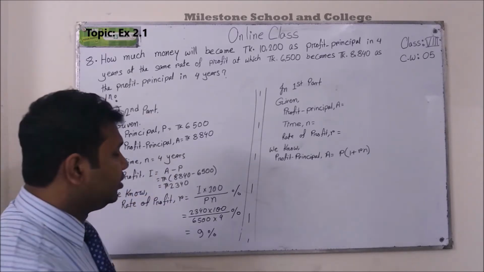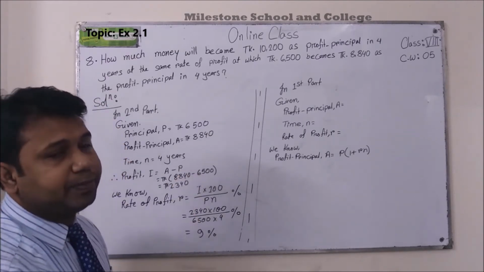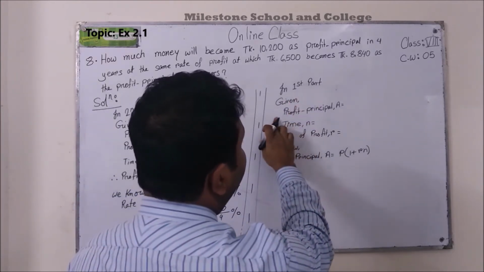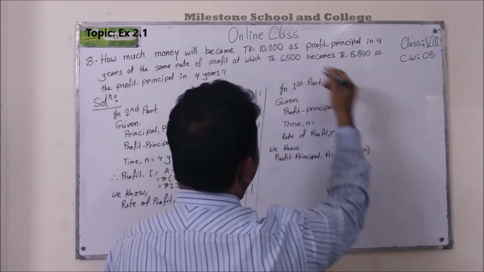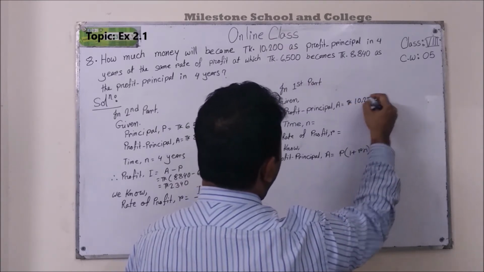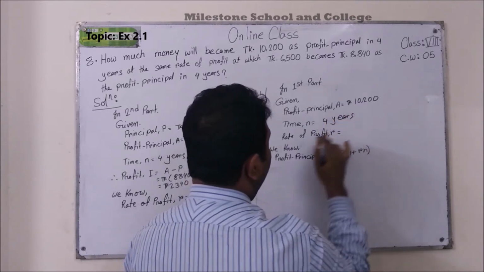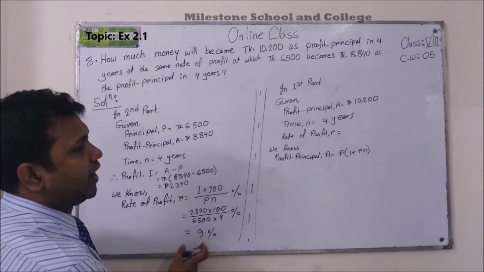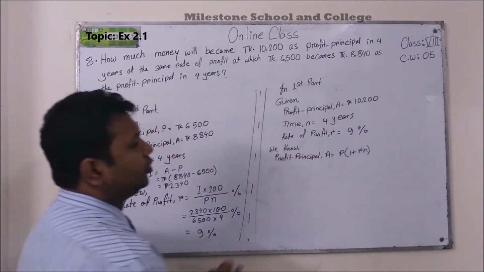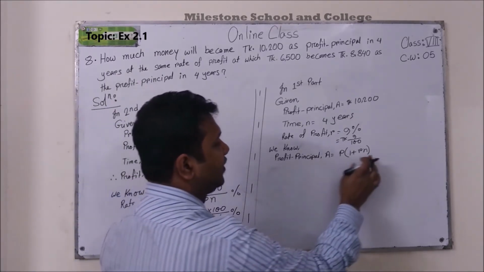We said that we are going to find out the rate of profit here so that we can use it in the first part and find out the value. So from the first part, given profit principal A equal to how much? Taka 10,200, time N equal to 4 years, and rate of profit R equal to how much? 9%. So here is 9%. Now we know profit principal A equal to P into 1 plus RN.